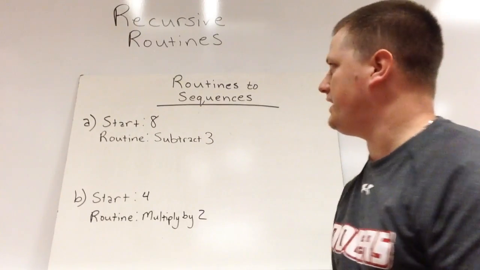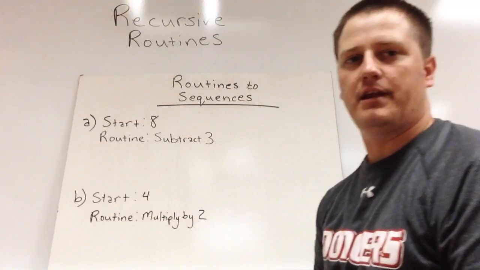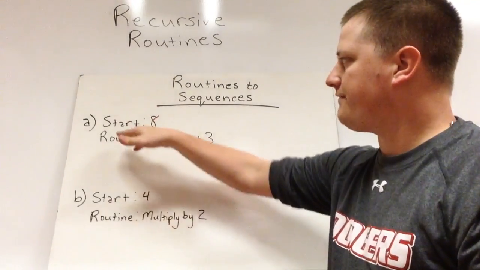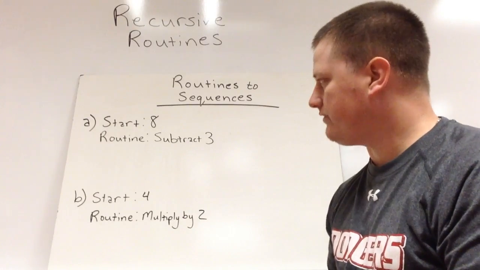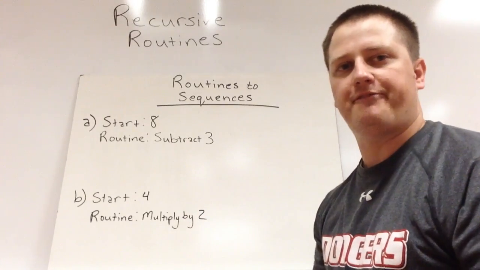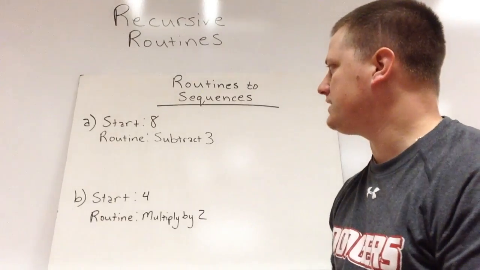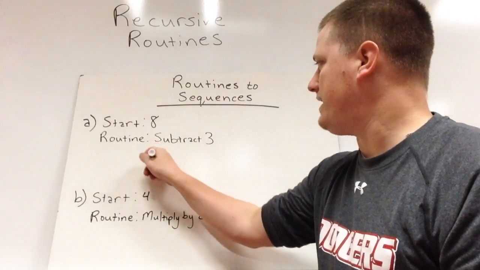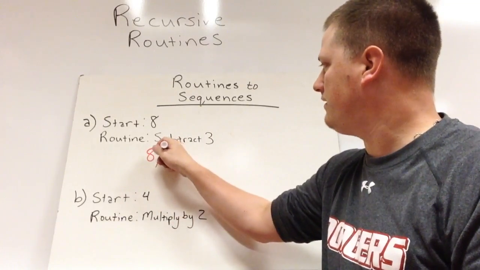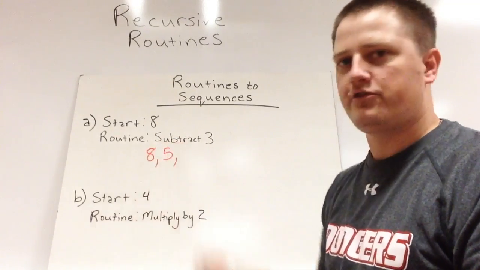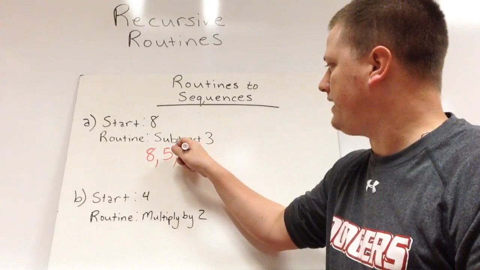Our next option is if we have a routine and we're turning it into a sequence. Here I've given a start value and a routine. We need to create everything else. So we'll go with the first 5 numbers in the process. We're going to start with 8. There's our first number. We want to subtract 3. So then we're going to be at 5. There's our second number. We're going to subtract 3 again.